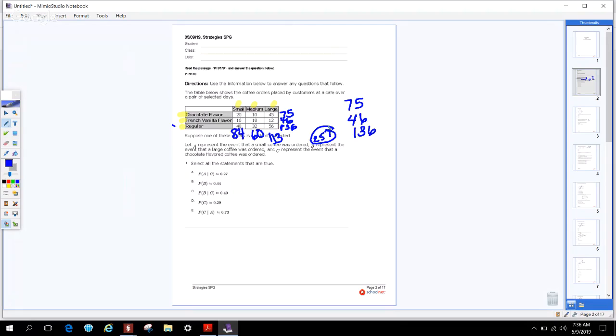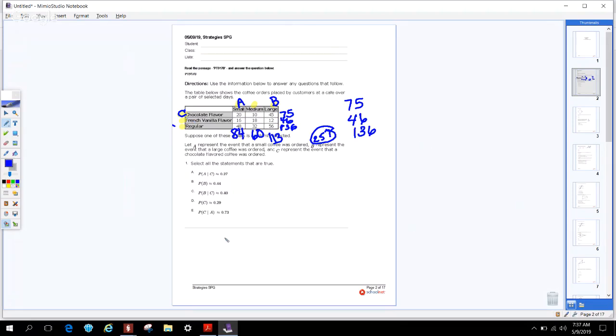Okay, so now it says, let A represent a small coffee was ordered. Let B represent a large coffee was ordered. And let C represent the event that the chocolate flavor was ordered. So even though they gave us all the information, the medium was there for extra information. The French vanilla and the regular are all there for extra information. They matter because it tells us how many total coffee orders were had, but we're not going to use the information any other way. So then it says select all the statements that are true.